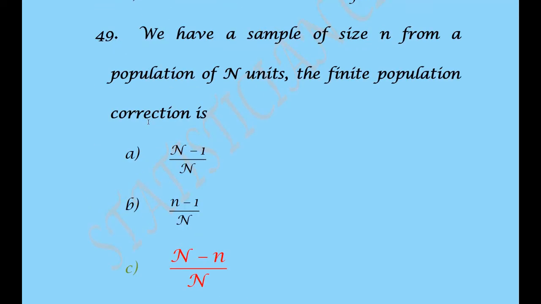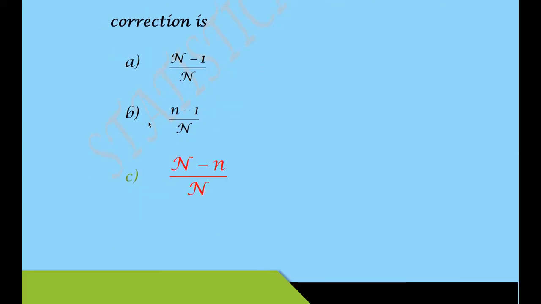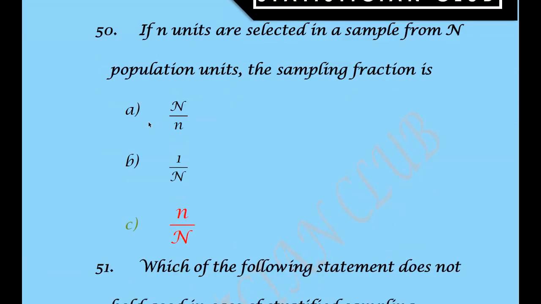We have a sample of size n from a population of capital N units. The finite population correction is capital N minus small n over capital N. 50. If n units are selected in a sample of capital N population units, the sampling fraction is small n over capital N. Small n over capital N is the sampling fraction.